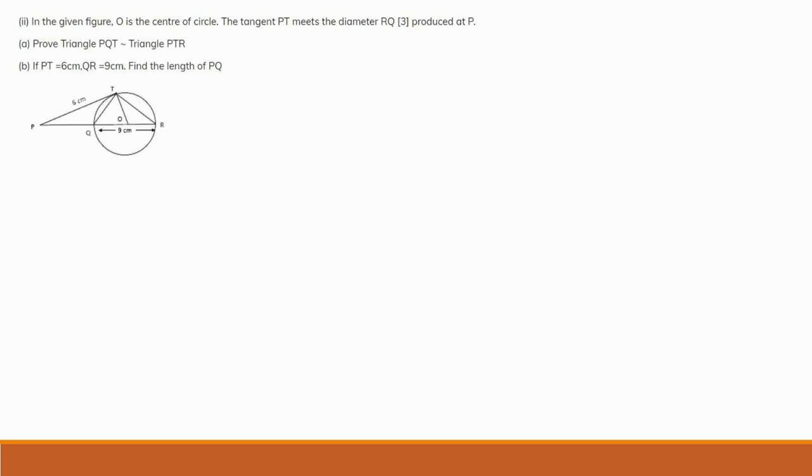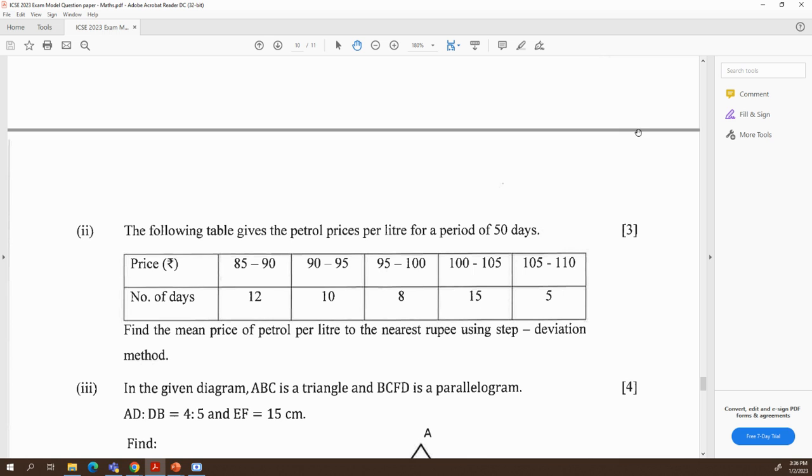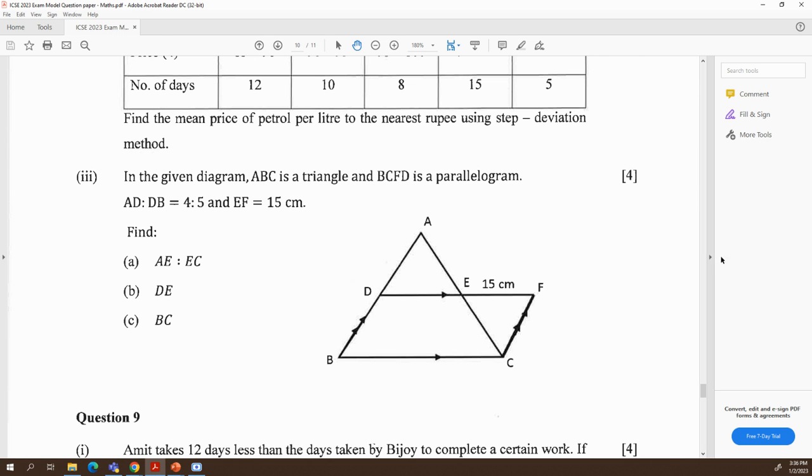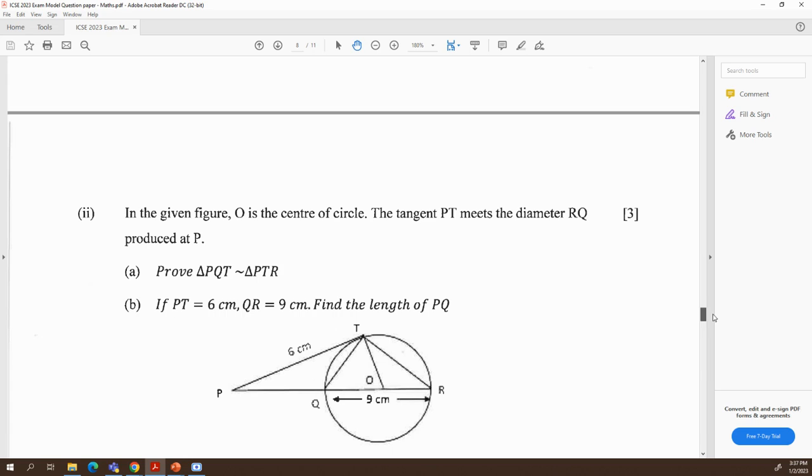Okay, let's move to the next question, 5.2. In the given figure, O is the center of the circle. The tangent PT meets the diameter RQ, produced at this one. I'm not sure what this is. I think this is a typo. Let me bring the actual question paper. Actually, I copied it here. So it's 5.2 we are doing, right? Okay, this R just came in between. It should be here.